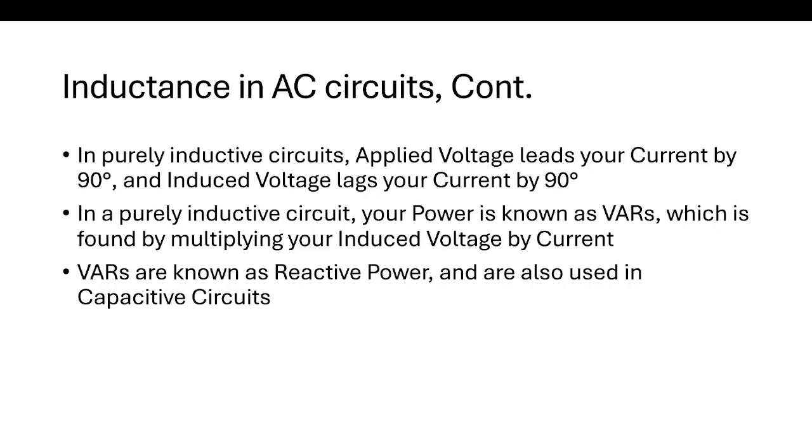In purely inductive circuits, applied voltage leads your current by 90 degrees and induced voltage lags your current by 90 degrees. In a purely inductive circuit, your power is called VARs, which is found by multiplying your induced voltage by your current.